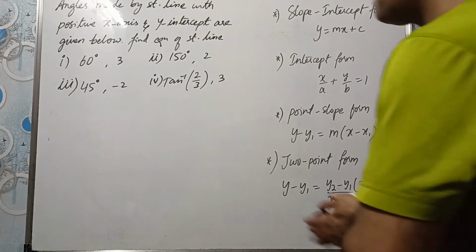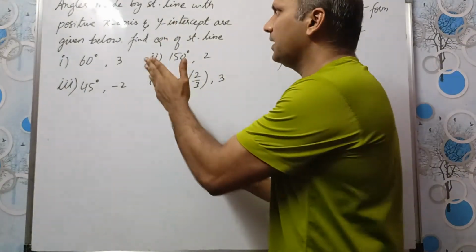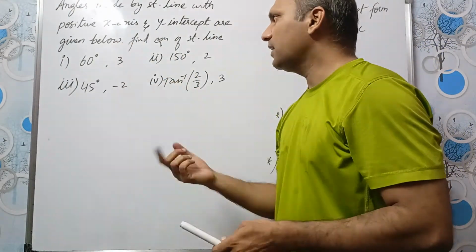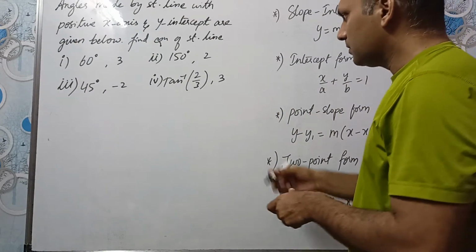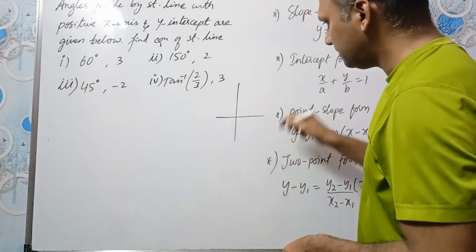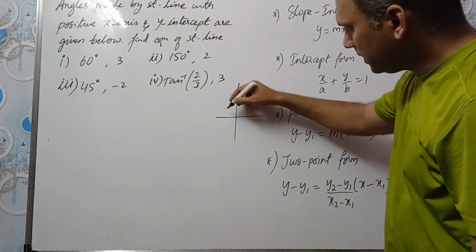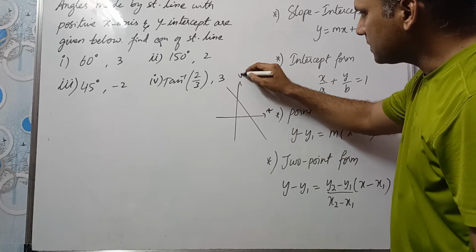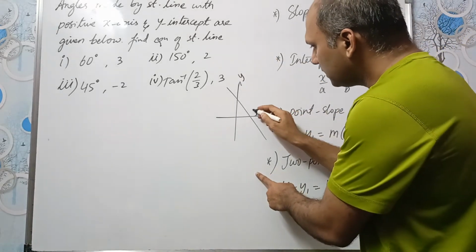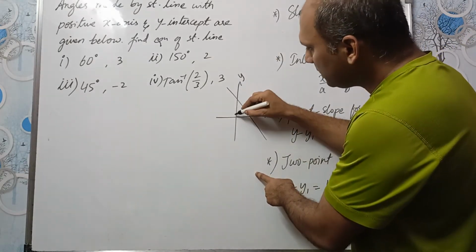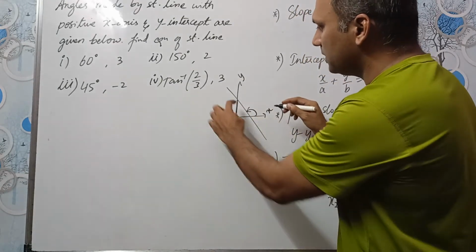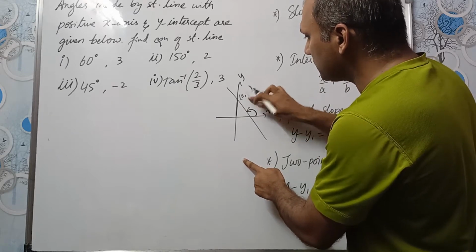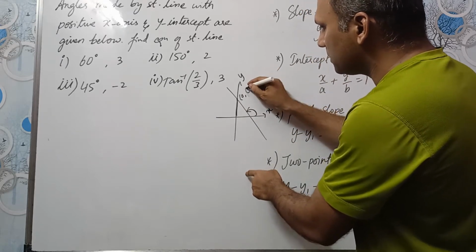Let us solve this problem. Angles made by straight line with positive x-axis and y-intercept are given below. Find the equation of straight line. Okay. See, y-intercept is given to us. Alright. Like for example, if this is x-axis and this is y-axis, this is the straight line. This angle is given to us and y-intercepts are given. This is y-intercept, right? 0 comma b or 0 comma c.